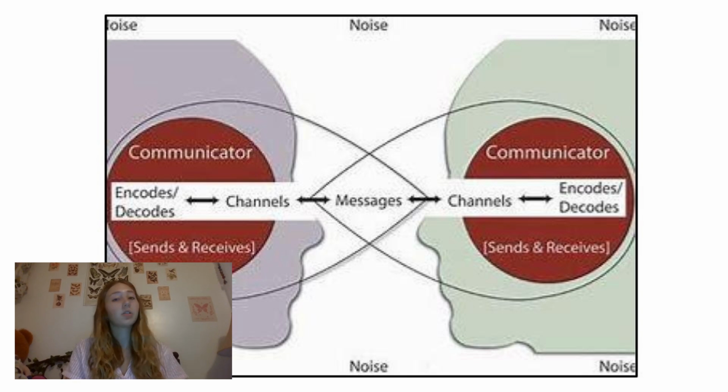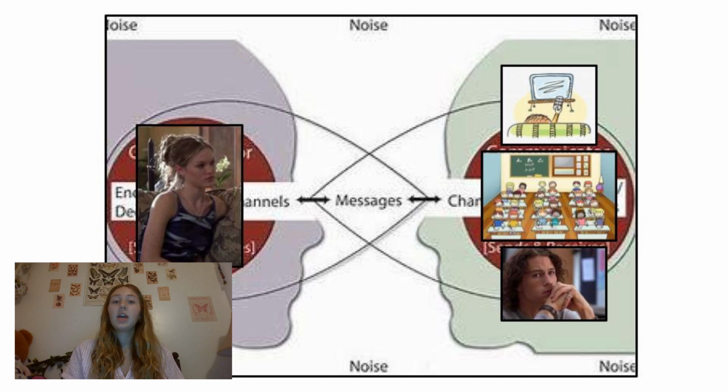And I want to use this model to look at a scene from a movie, the poem scene from 10 Things I Hate About You, and how Kat uses her audiences to convey her message differently to each one, such as the movie viewer and her classmates, and then also specifically Patrick Verona.